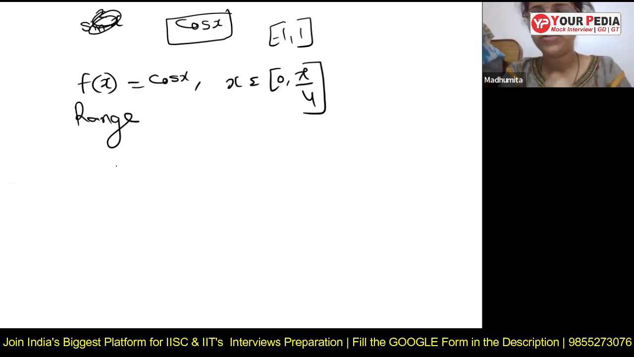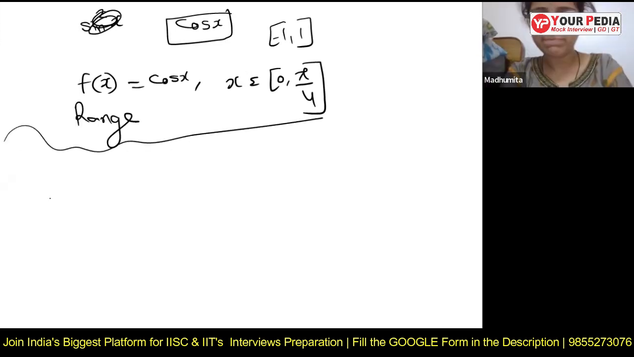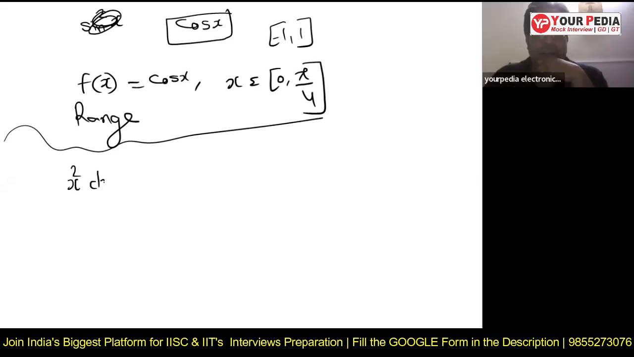I'm not very sure on this. Okay. So you have studied differential equations also, no? Okay. So we have x square dx plus y square dy equal to 0. Can you solve this differential equation?